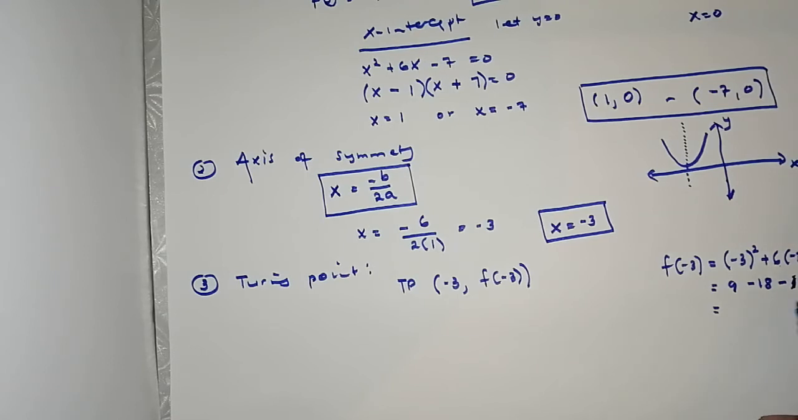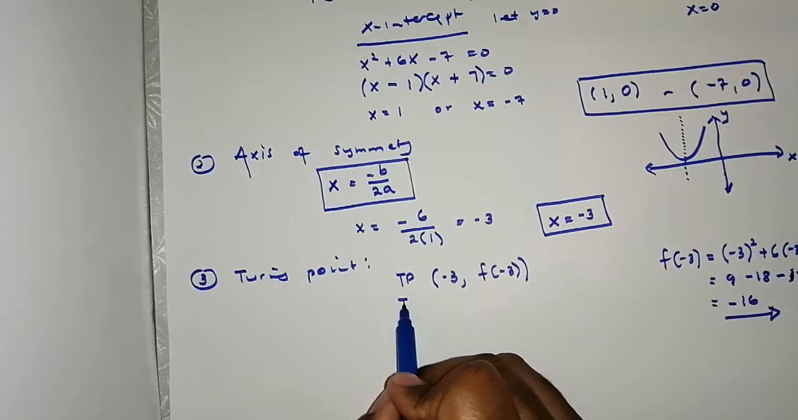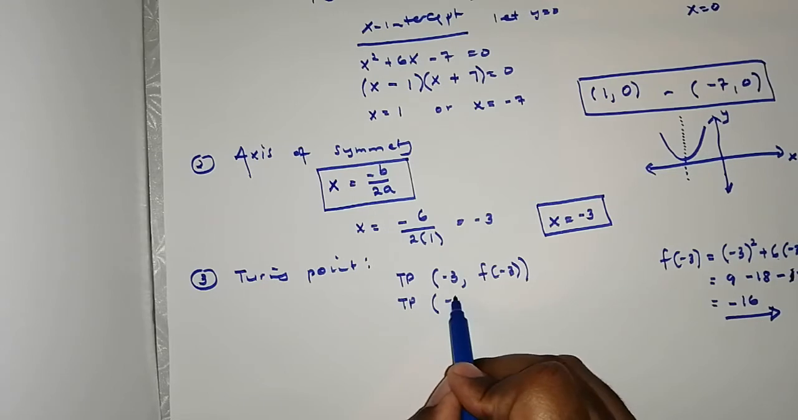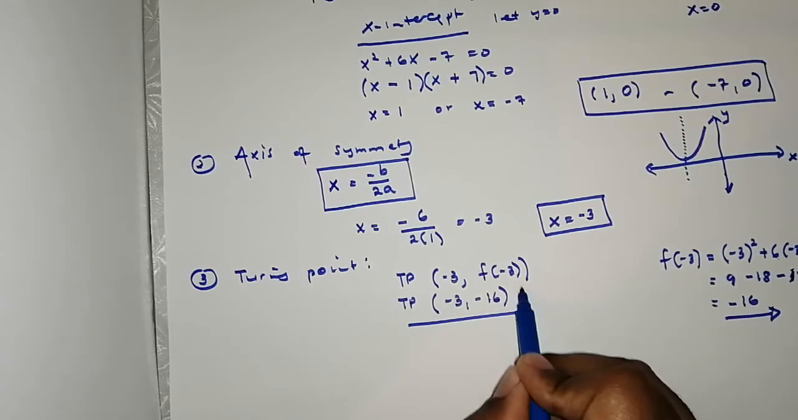You can just put this in your calculator. So 9 minus 7, that is a 2. So 2 plus negative 18, that is negative 16, right? Trust I'm correct, negative 16. So the turning point of this will be negative 3 and negative 16. This is where the graph will turn.